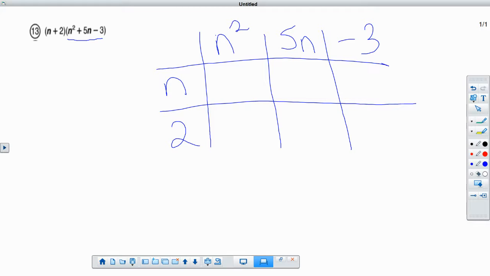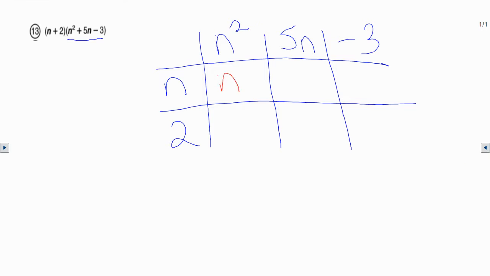So n squared times n is n to the third power. 5n times n is 5n squared. Negative 3 times n is negative 3n. So that's multiplying the n squared, the 5n, and the minus 3 all by n. Now we're going to multiply all of them by 2.